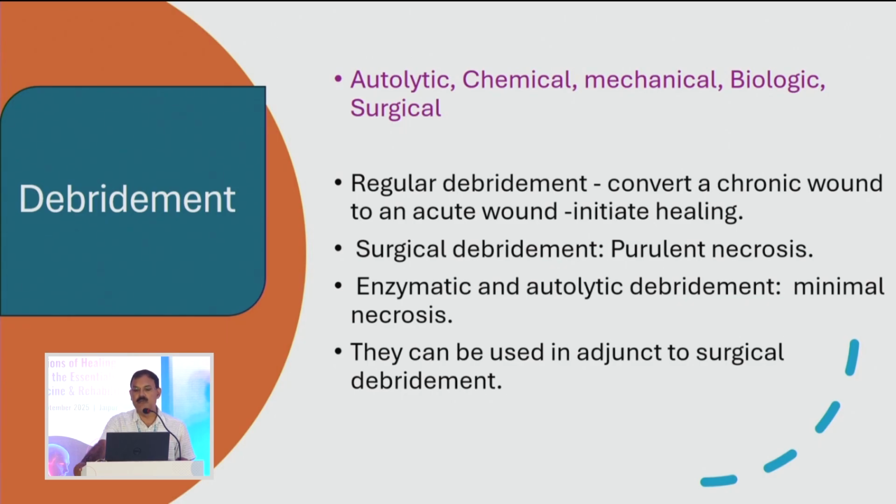This debridement converts a chronic wound to an acute wound, thereby it initiates the healing process by releasing the inflammatory mediators and releasing the growth factors at the site of injury. But surgical debridement is also very important when the wound bed is well covered with purulent necrotic tissue or necrotic material, and subsequently you can use enzymatic or autolytic debridement for minimal necrosis, or it can be used as an adjunct procedure after your surgical debridement.